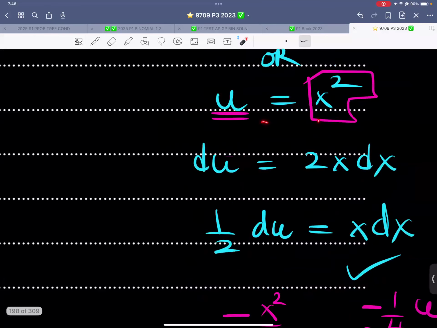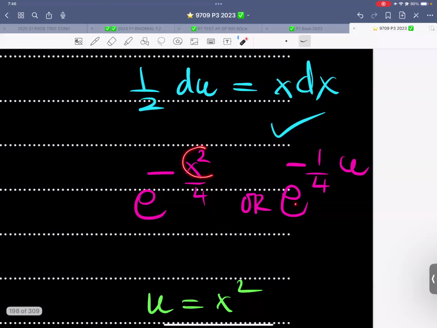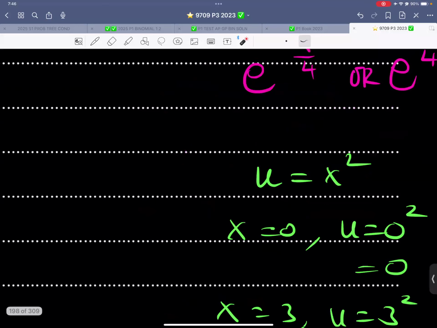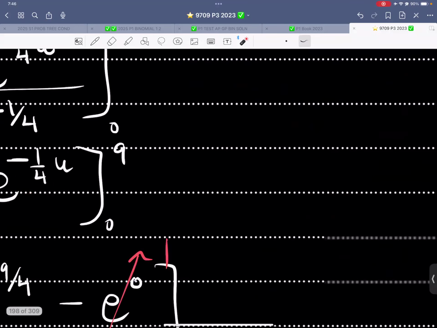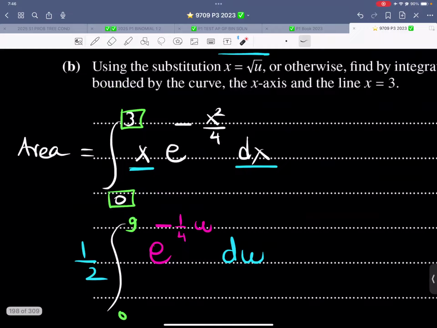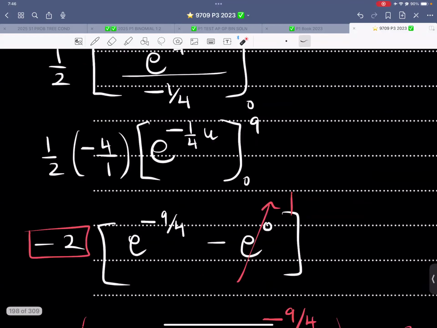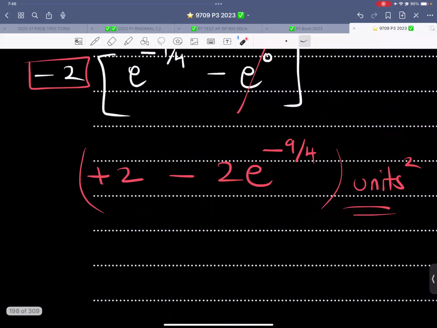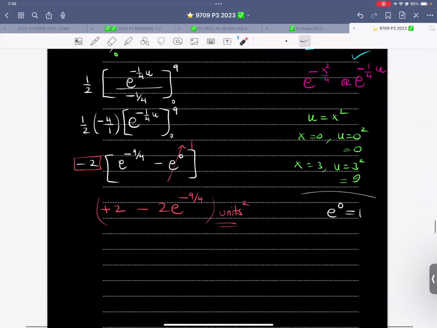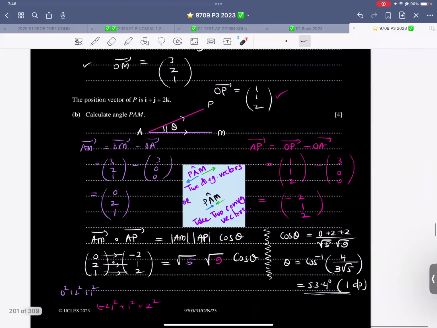u is x squared. So e raised to power of negative x squared over 4 is basically e raised to power of negative u over 4. Limits are changed. And then it's a simple integration. So this thing in terms of x becomes in terms of u. Very simple integration, exponential. Plug in the limits, and then you get this answer. This is binomial, vectors.